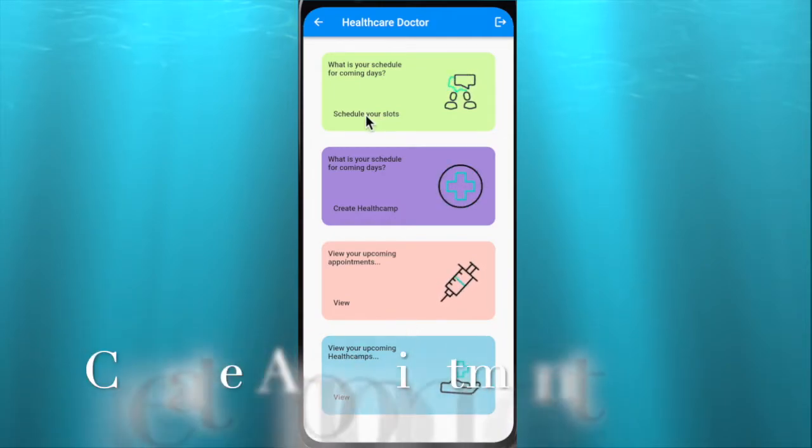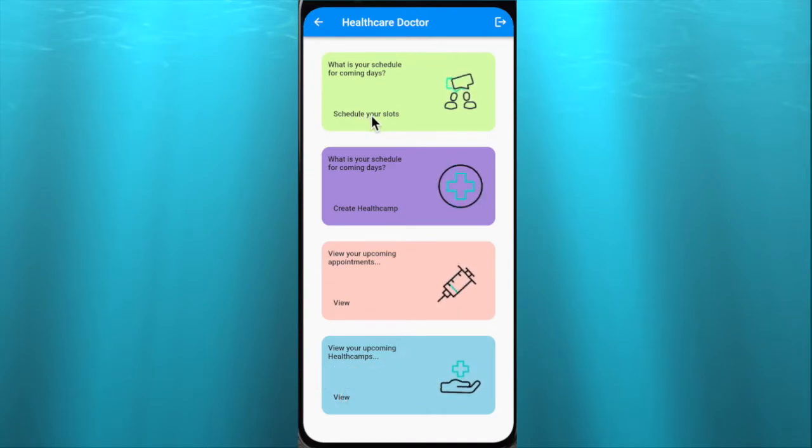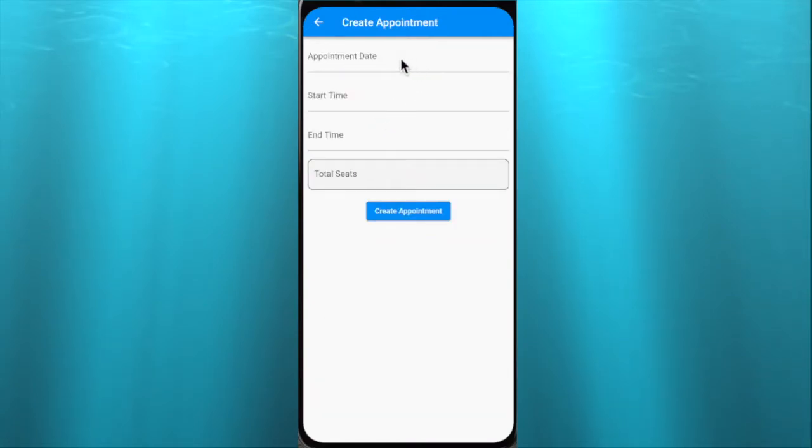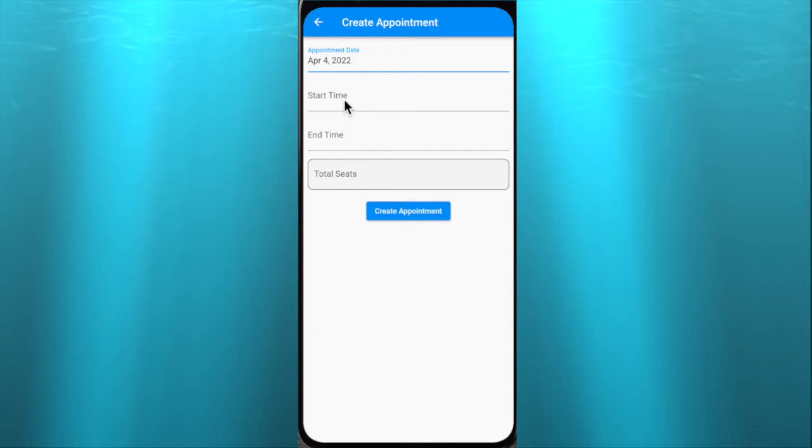Let's start by creating a new appointment. So the doctor can click on the schedule your slot option, where he can add the date, the start time, end time, and total number of seats. On clicking the date, the calendar will open, from where the doctor can select the date. So let's keep it the 4th of April.